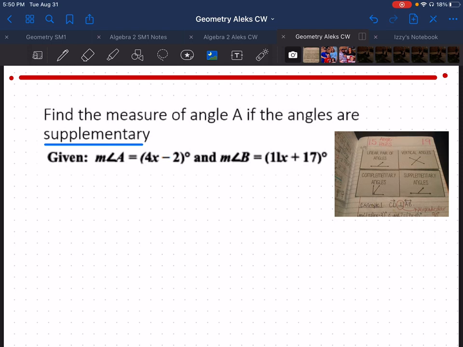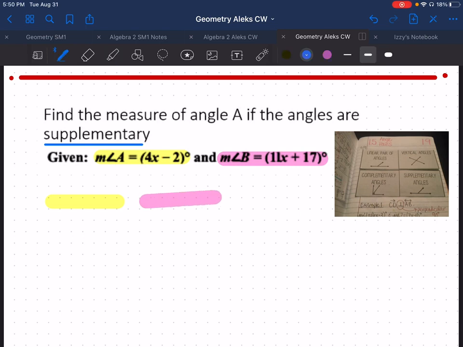In this foldable, I can see the word supplementary angles. There it is right there. I can open this up and it will tell me exactly how to set up this problem. It'll talk about angle 1, which is just going to be angle A. And it's going to talk about angle 2, which would just be angle B. And it shows me in there that I'm going to add them together and I'm going to set them equal to 180 because that's what supplementary means.